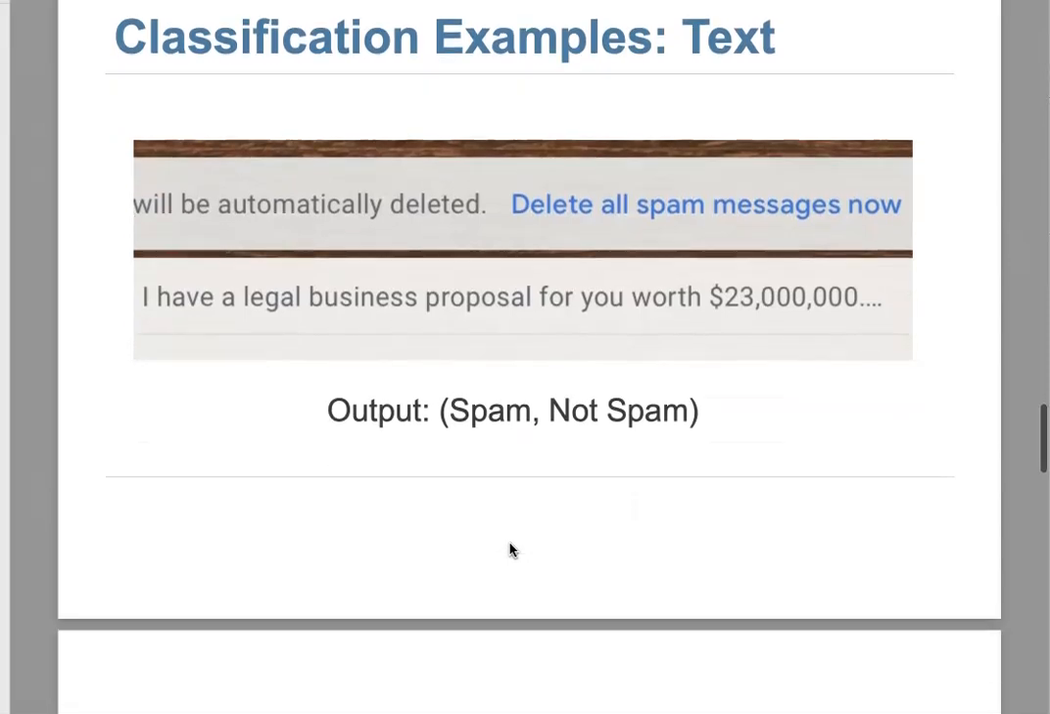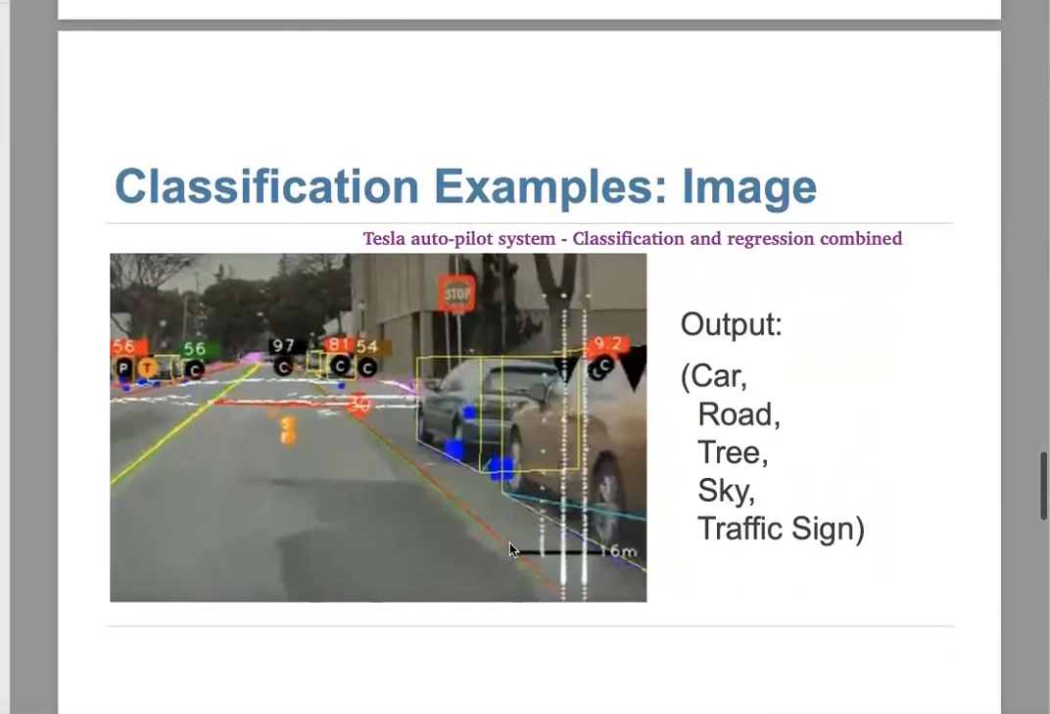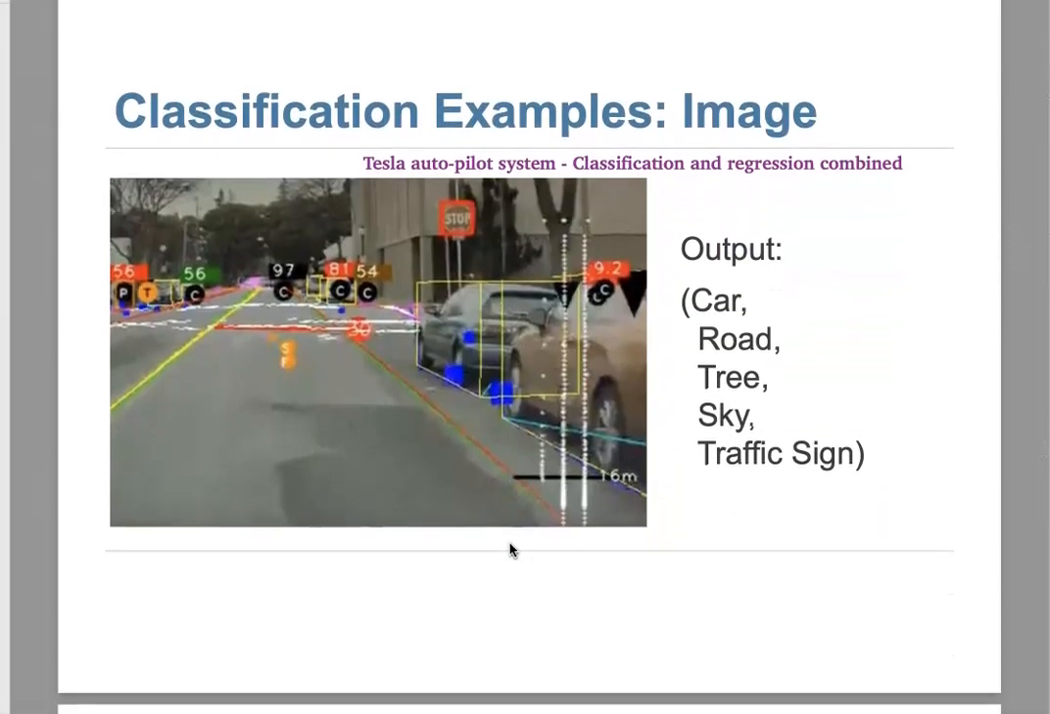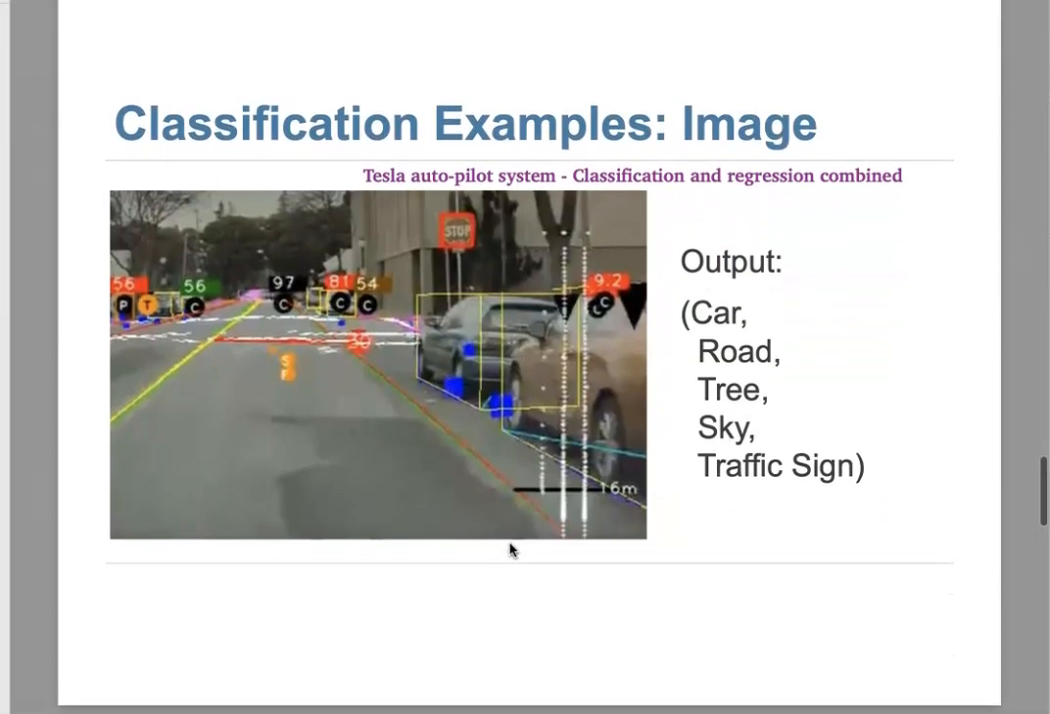Then the classification input can also be an image. This image is a very popular one, the Tesla autopilot system. This model actually combines classification and regression. The classification part is when they see the image, they try to identify, for example, here it is a car, right?